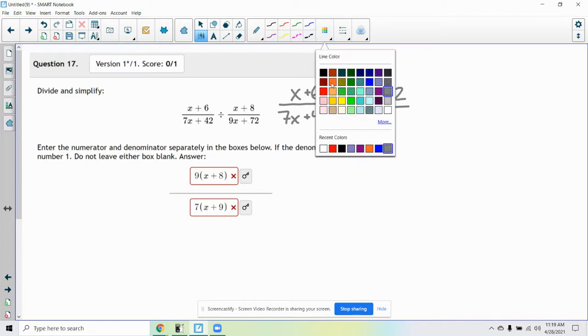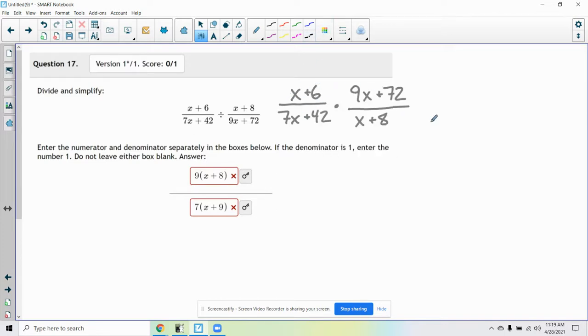Factor every one of the 4 sections. This I can't factor, so this just becomes x plus 6. Over, I could take a 7 out. 7 times x plus 6, times, I could take a 9 out. 9 times x plus 8 over x plus 8.